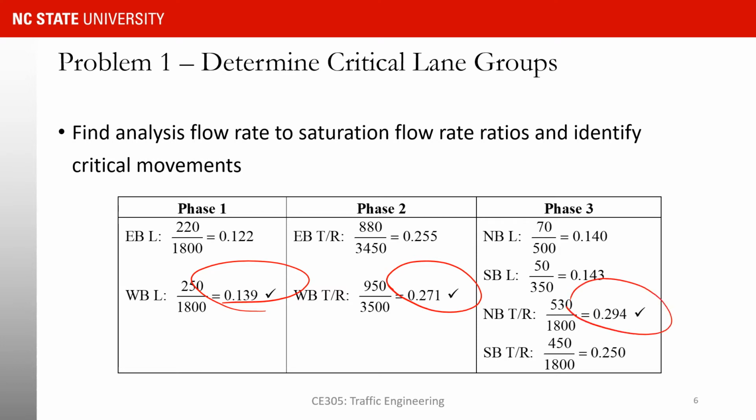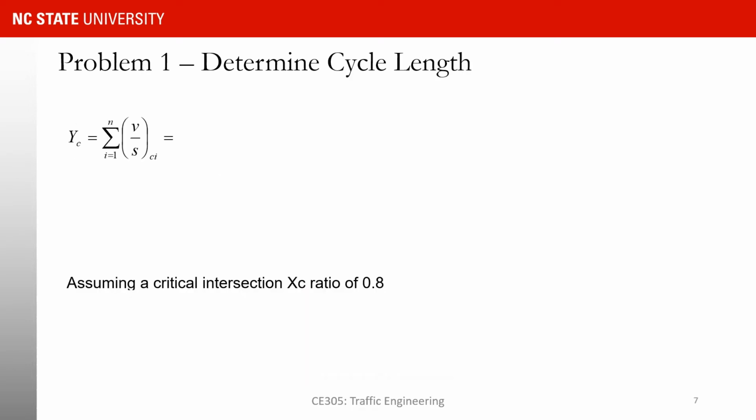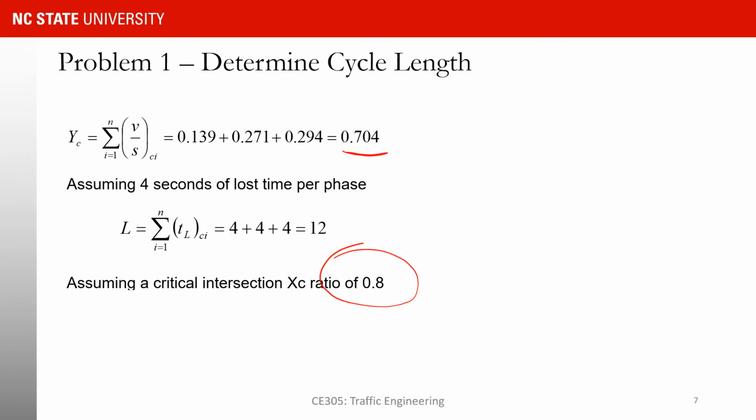So the next thing that needs to be done is to find the summation of these values. So that summation, I'm finding it here, it is 0.704. And also we are going to assume a critical intersection x sub c ratio of 0.8. You can make this assumption on the exam, but because I want the solutions to be similar, I'm going to give the value of x sub c to you on the exam.